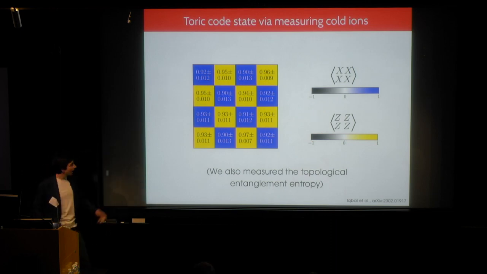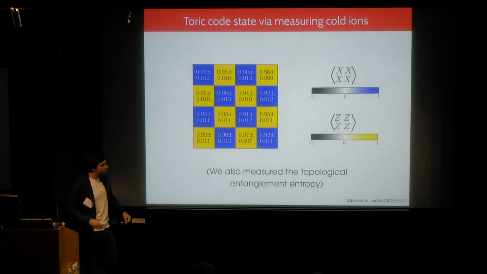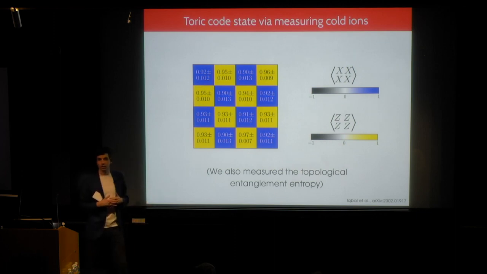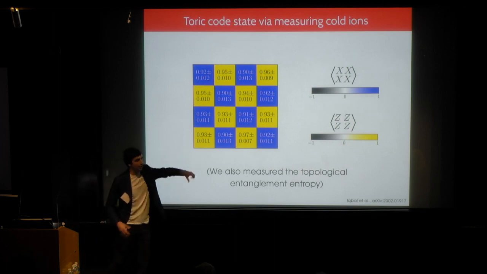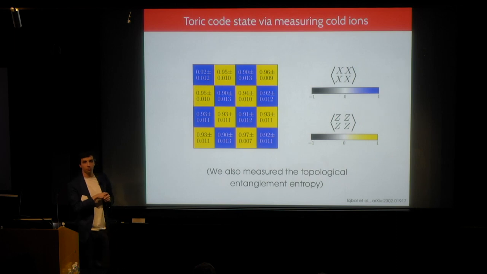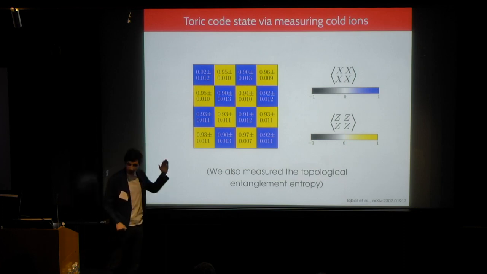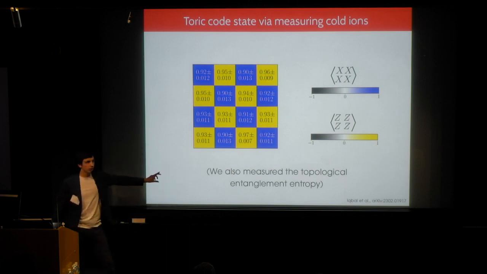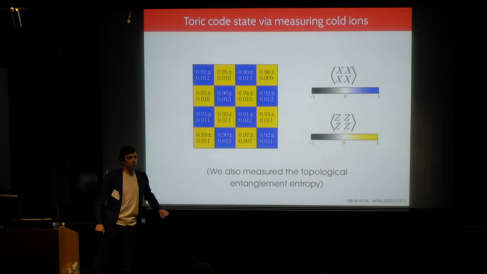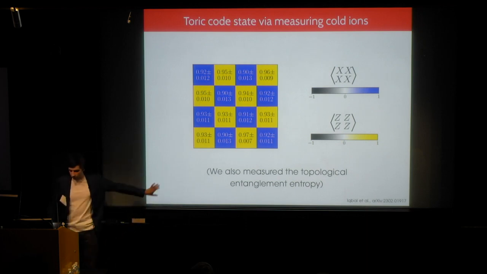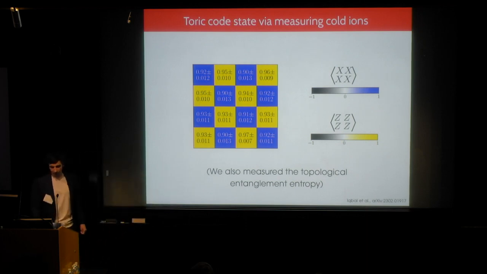So basically, this is the experimental outcome of doing exactly the steps I just mentioned. Here I'm plotting the expectation values that you measure afterwards over the quantum state. If we hit the ideal toric code, all these numbers would be 1. Of course, reality makes them slightly smaller, but you still get kind of close. We also measured the topological entanglement entropy. Just in the interest of time, I didn't include a slide about that.